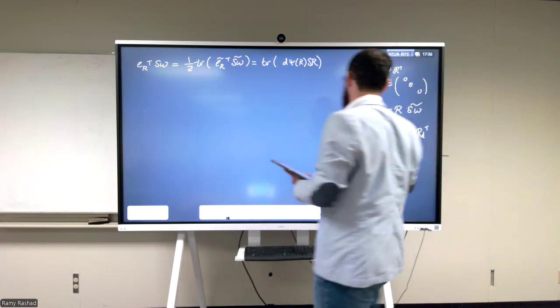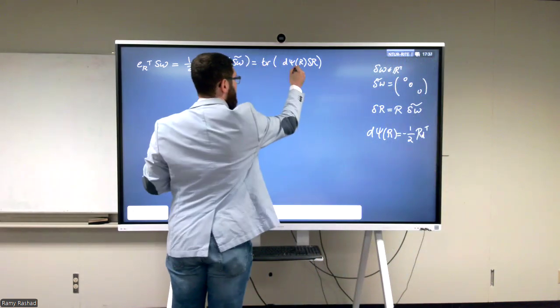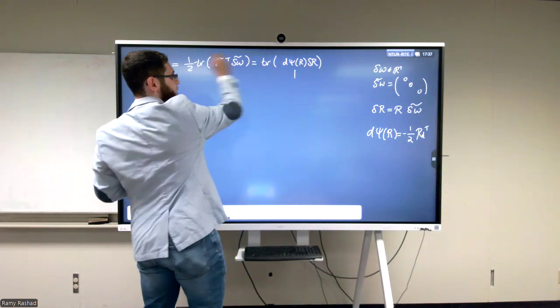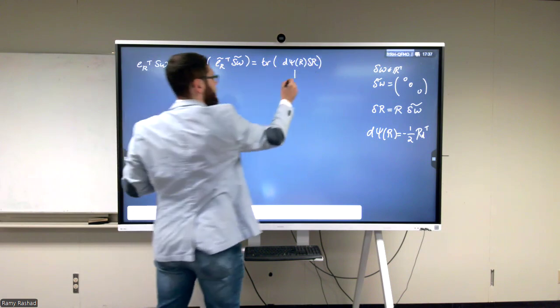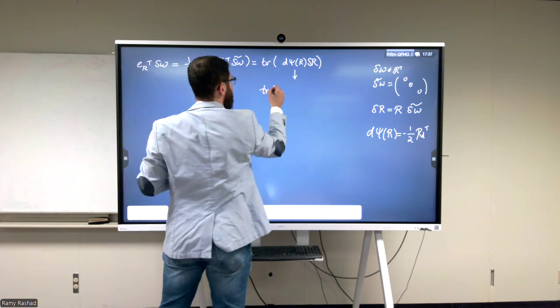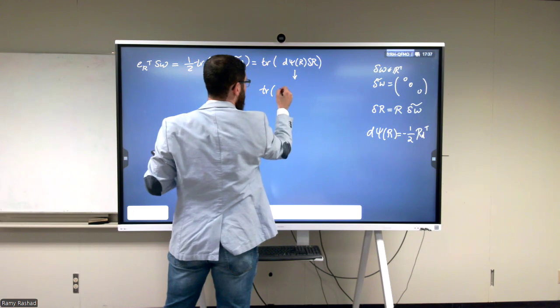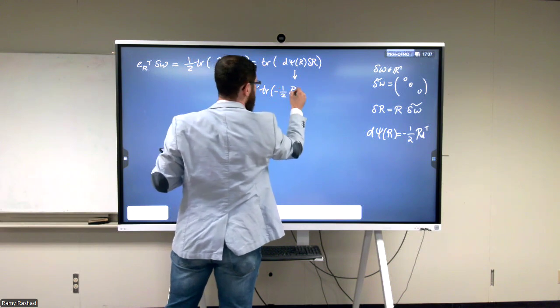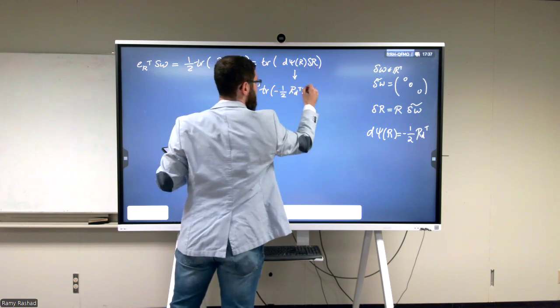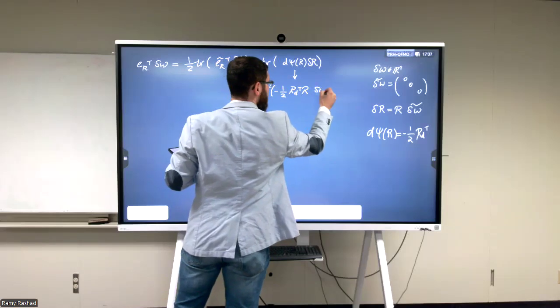So let me take these two here. Now we're going to be going the other way around. This was going in this direction, and now we're going to be going in the other direction. So I'm going to write this as minus half R d transpose. This guy is R multiplied by delta omega tilde.